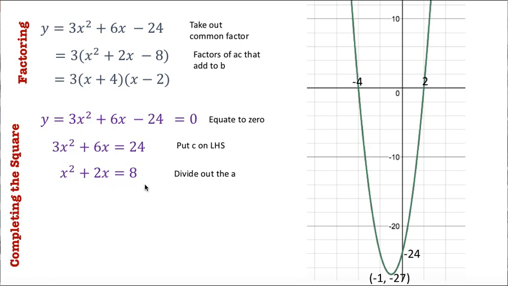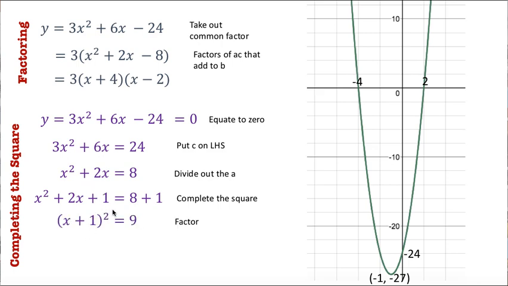Now this next step is called completing the square. How do I make this side a perfect square? Well, what you do is add 1, and I'll tell you why in a minute. You've got to do the same thing to both sides, add 1. Now why did we add 1? Because if you factor this, you will get x plus 1 squared.